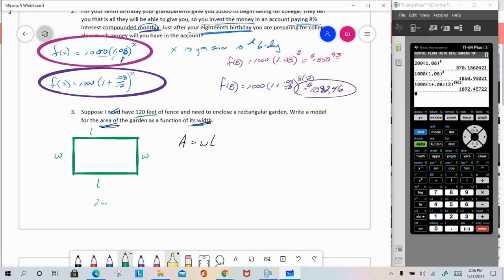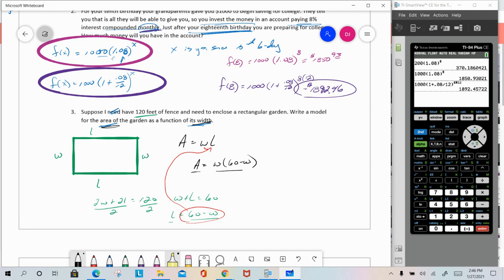So we should all know that 2W plus 2L is 120. If we divide everything by 2, we get W plus L is equal to 60. So I can solve this for L. Let's take that 60 minus W, and we're going to substitute that in for the L. And so the area is width times 60 minus width. Now notice I've written the area as a function of the width.